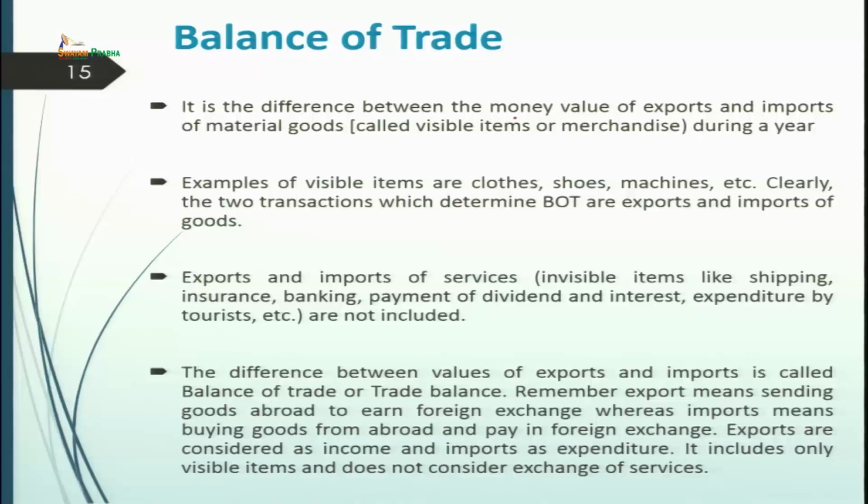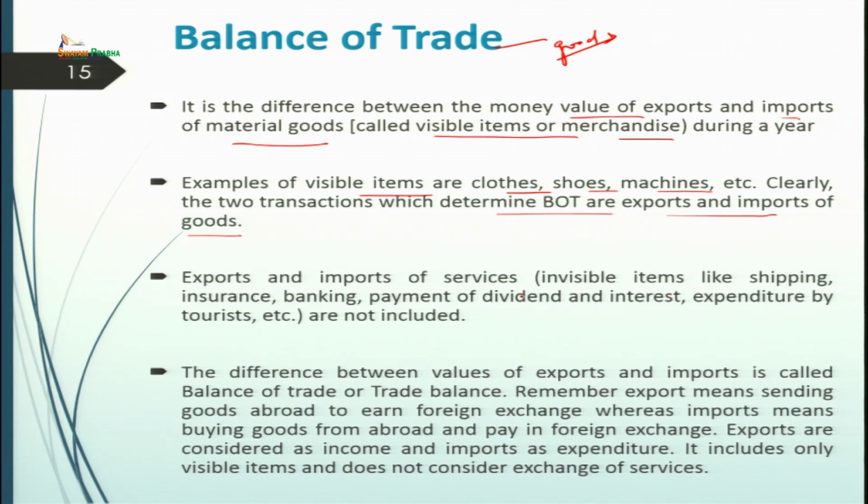It is the difference between the money value of export and import of material goods. These are called visible items and merchandise. That means in the balance of trade, only goods are going to be considered. Services will not be considered under the balance of trade. Examples of visible items are clothes, shoes, machines, etc. Clearly, the two transactions that determine the balance of trade are export and import of goods.